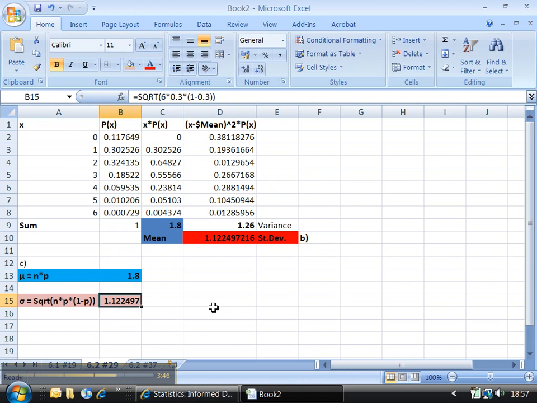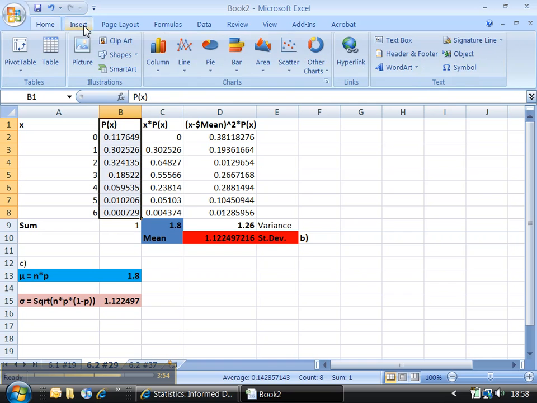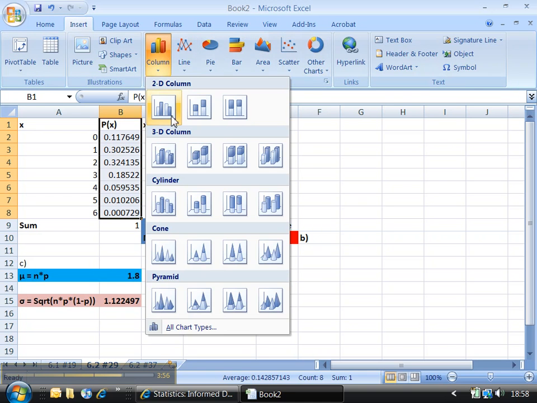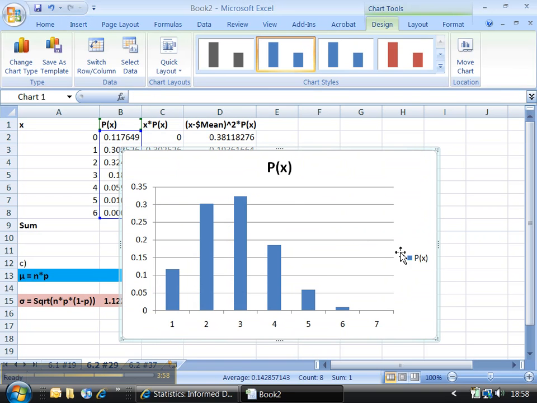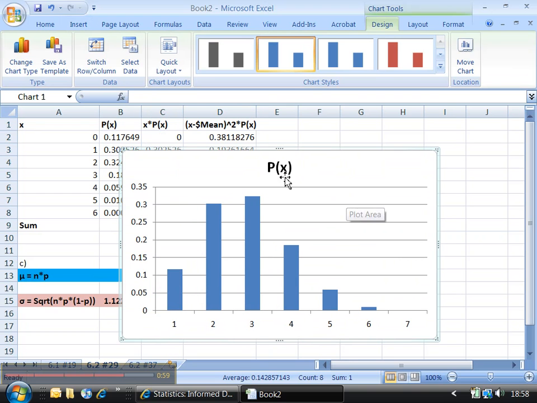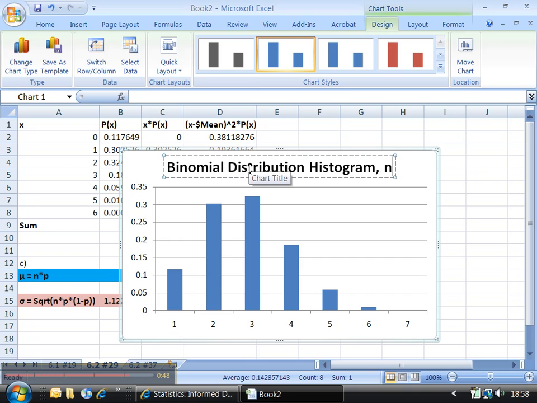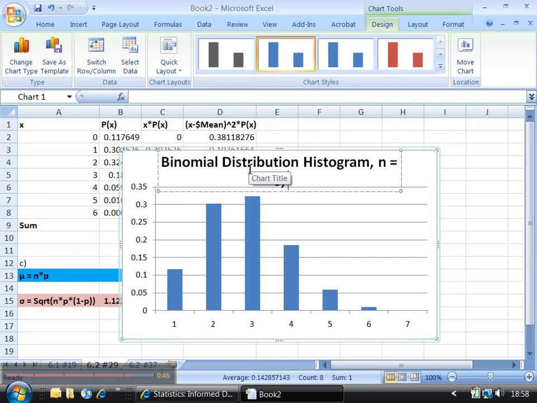All right, last but not least, I don't know if you remember, but it said to make a histogram. So we're going to highlight our lovely probabilities here. And click on Insert, click on Column, choose the top left. Delete that, we don't need the legend. I'm going to go up here and type binomial distribution histogram. n equals 6. p equals 0.3.